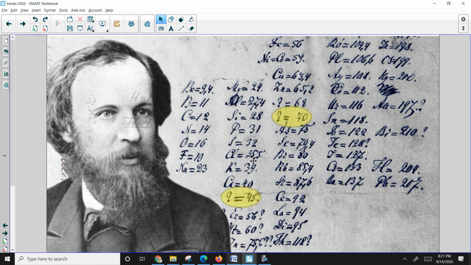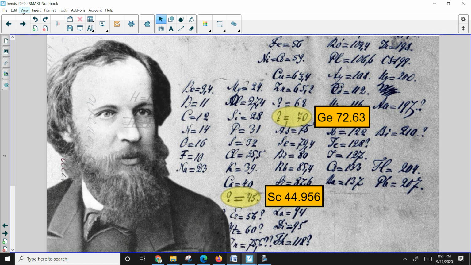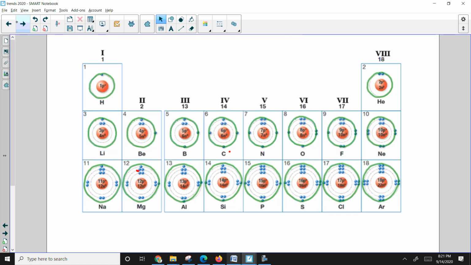So you can see here that for these two elements, he predicted these atomic masses. And then a few years later, the elements were discovered, and it was found that this element, we now call germanium, had a mass of around 72 atomic mass units. And scandium had an average atomic mass of around 45, almost right on. So Mendeleev was one of the first people to really recognize patterns. We've seen a lot of these patterns already as well.